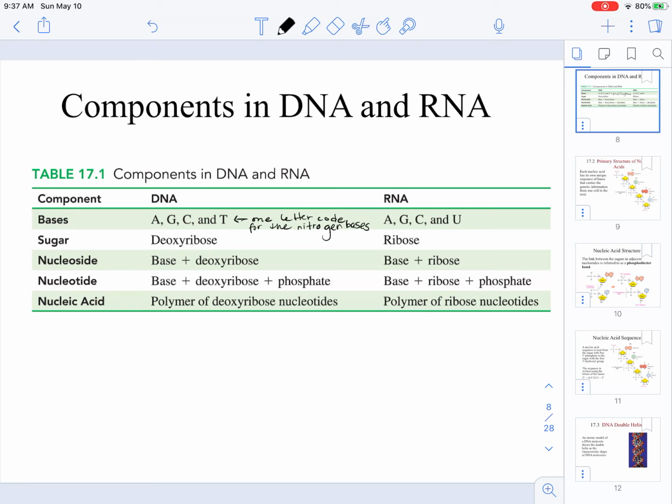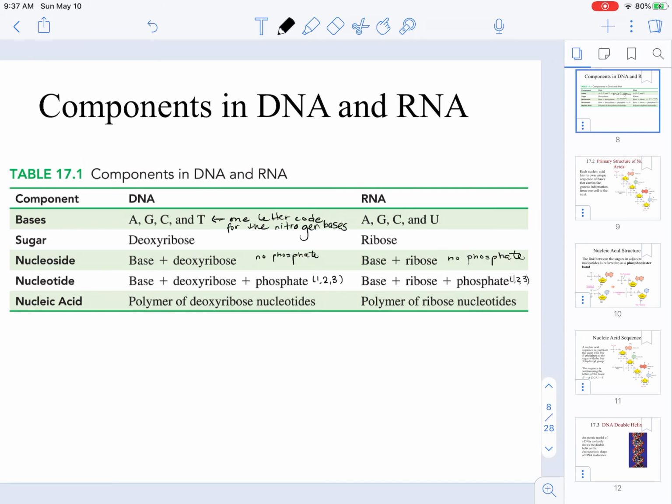If we're talking about a nucleoside, it means that we're going to have no phosphate, while a nucleotide is going to contain phosphate. And remember that we can have 1, 2, or 3 phosphates. And when it comes to the nucleic acid itself, DNA is going to be a polymer of deoxyribose nucleotides, while RNA is going to be a polymer of ribose nucleotides.